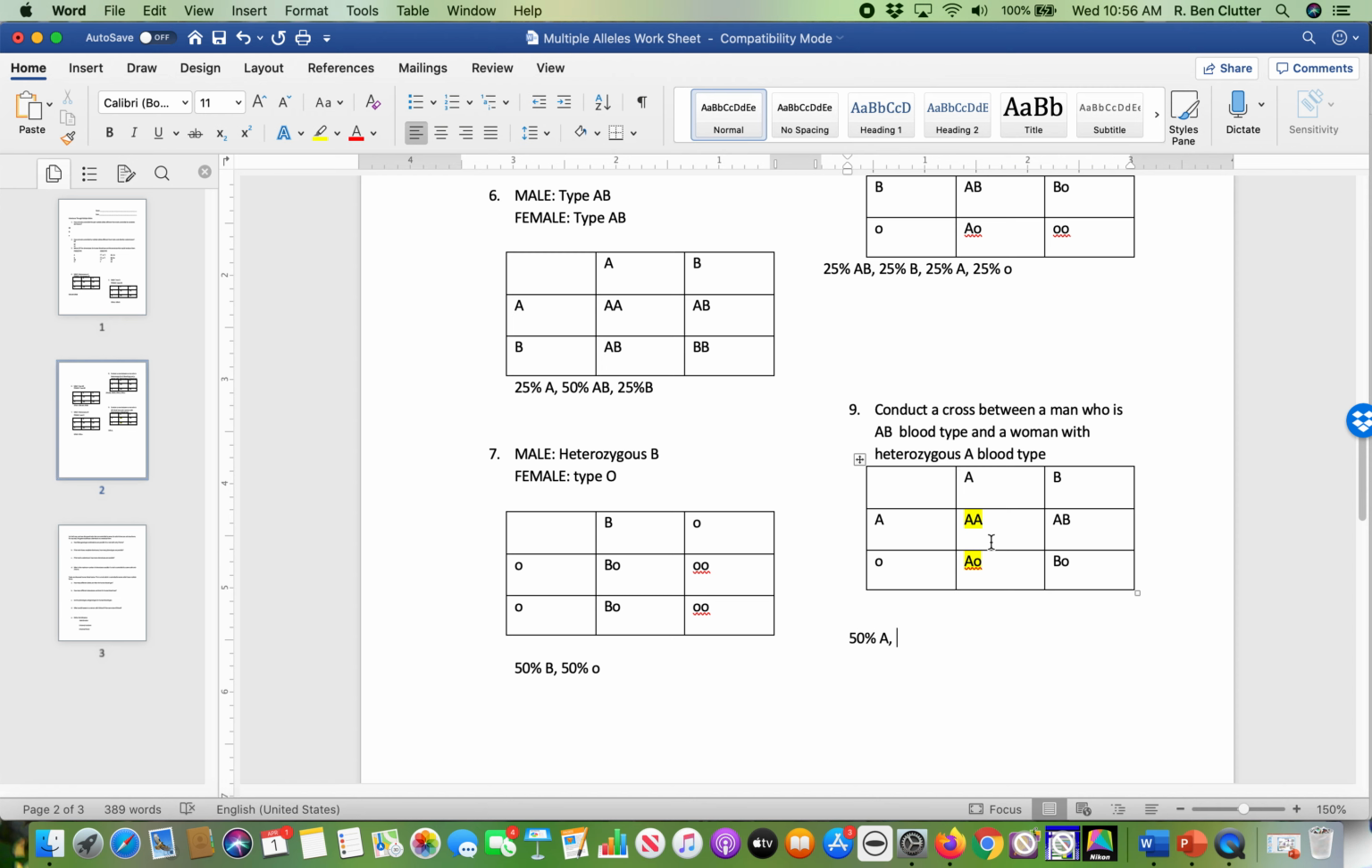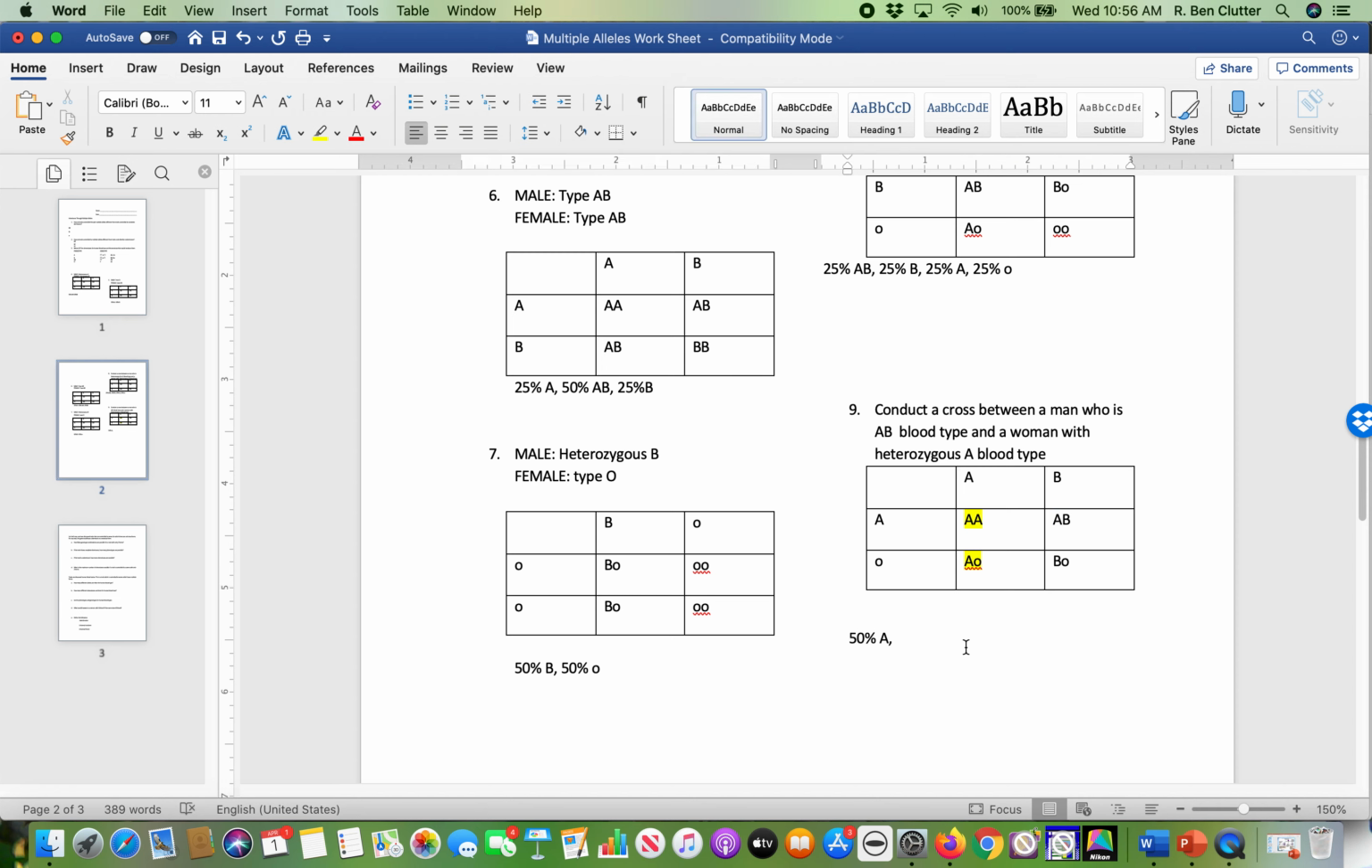All right, so right here, what blood type is that? Well, that's AB, and there's only one box with AB, so 25% AB. And then the last one, this box right there, that's BO, but that's the only box that has anything with B in it. So it's 25% B blood type.